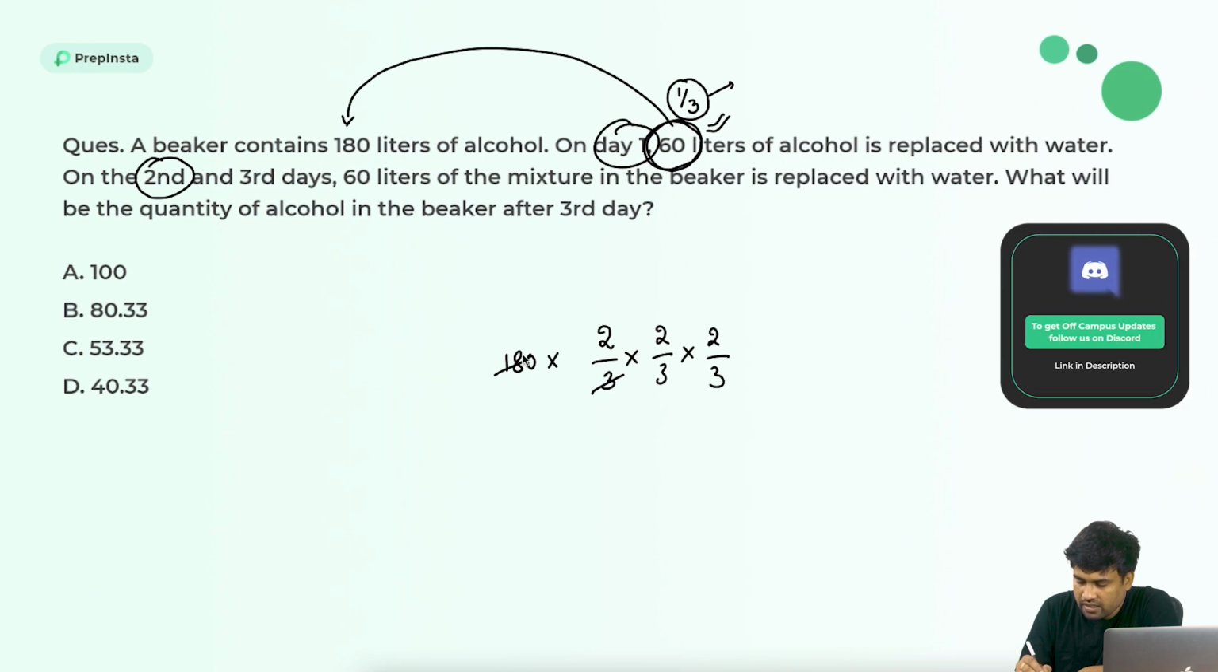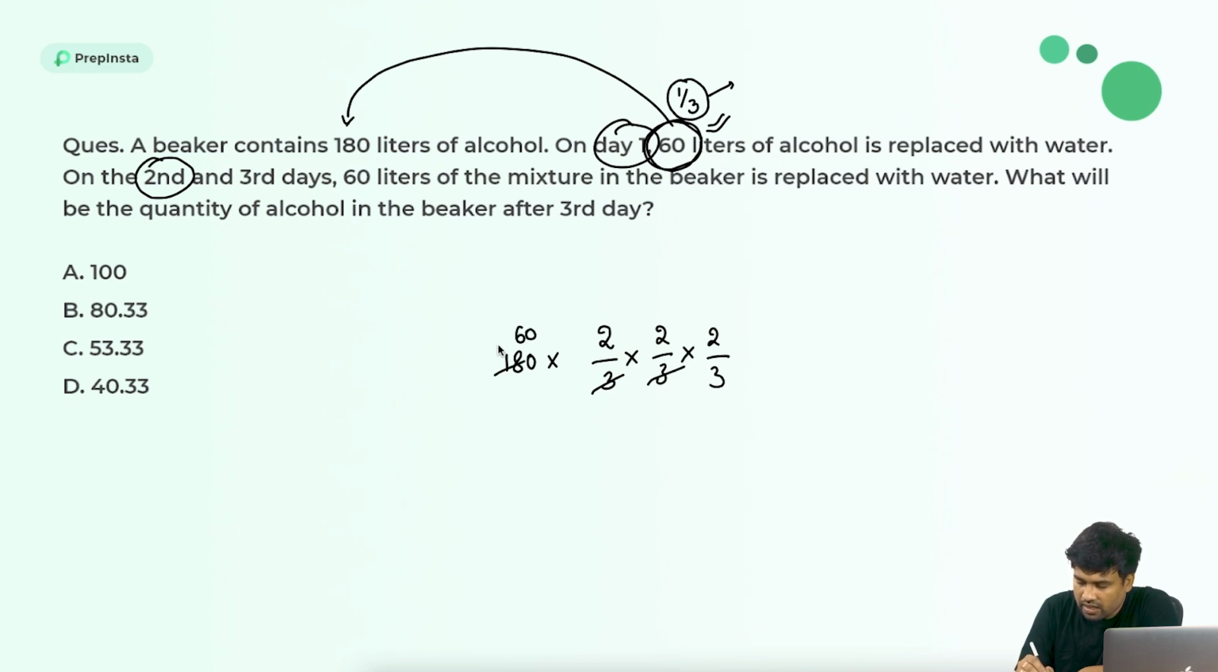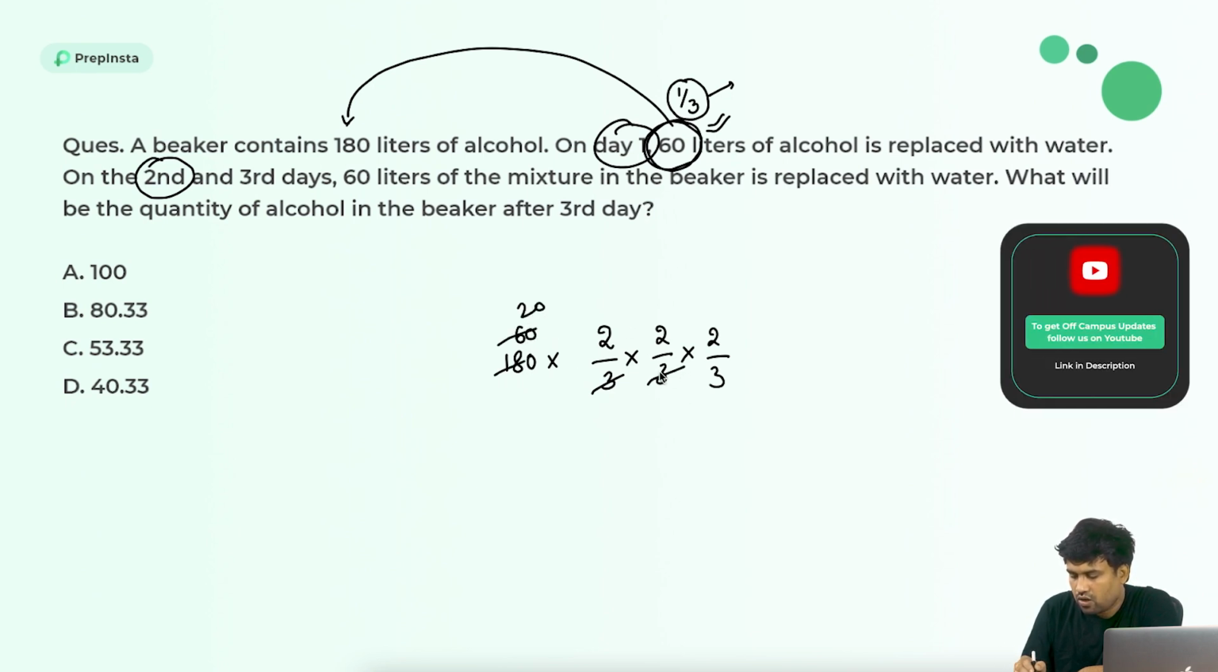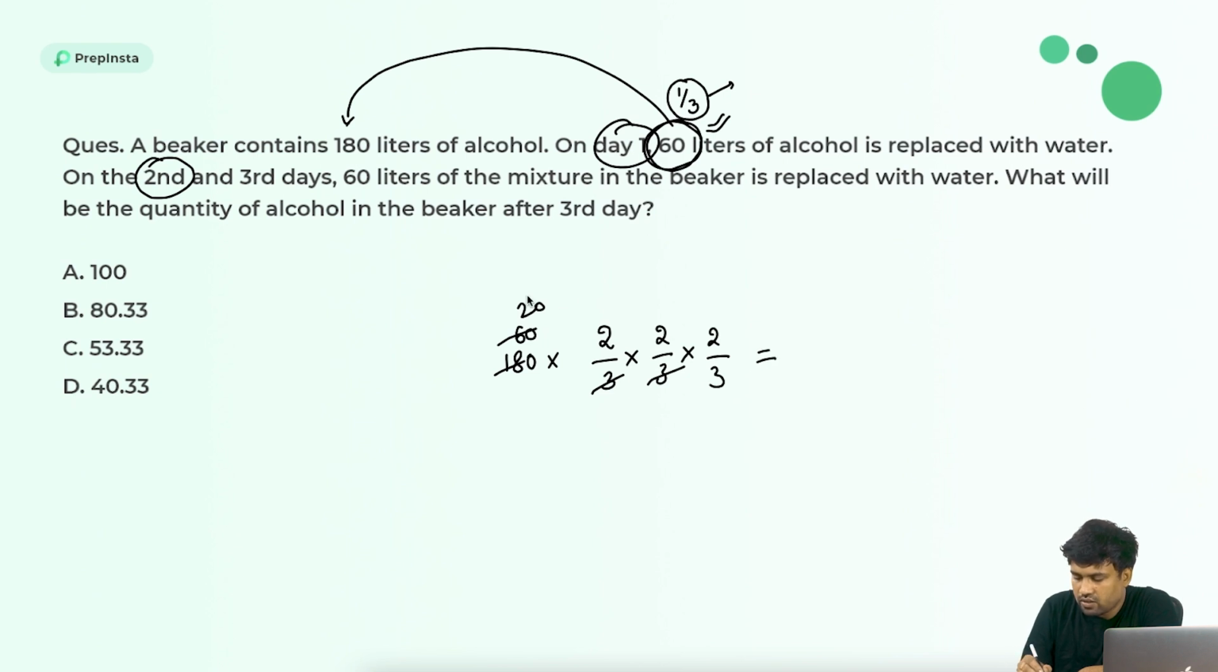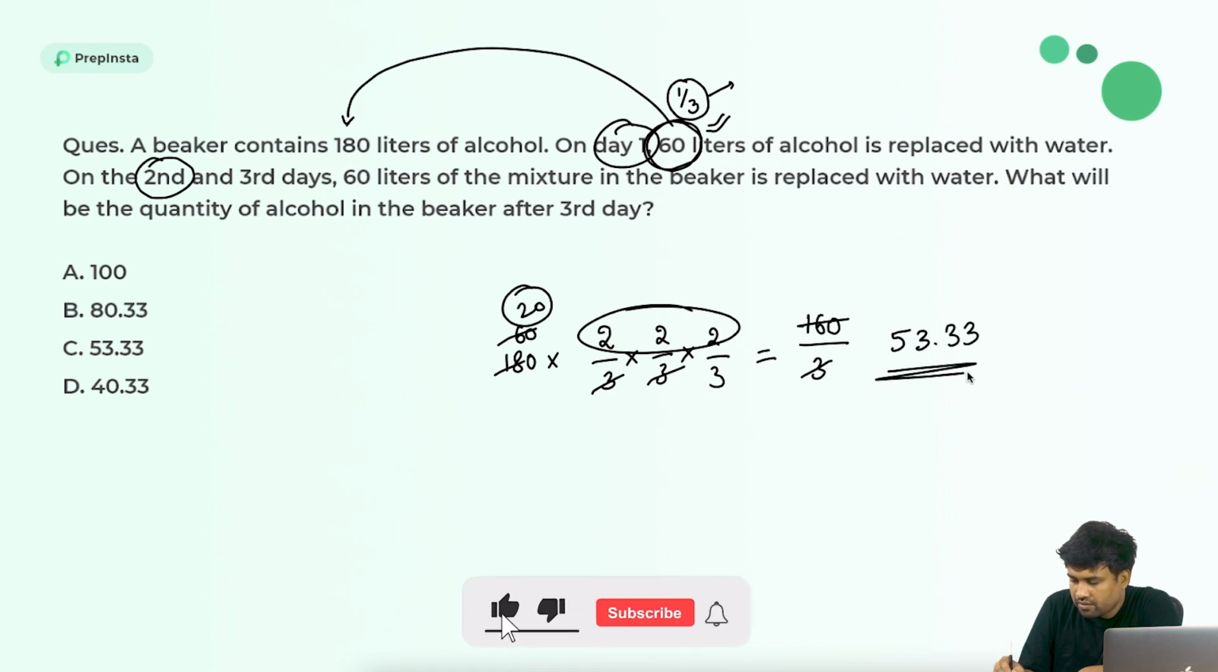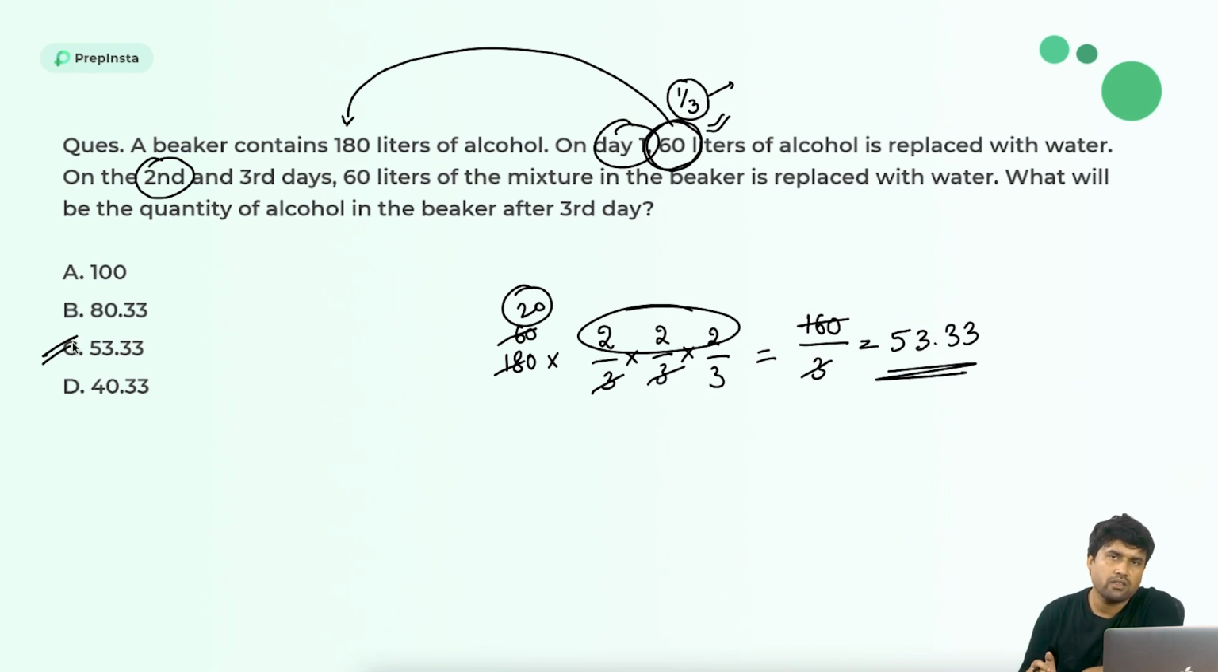So 3 will cancel this 60, 20 times. 3 will cancel this 20 times. All the rest are even numbers, we can't divide by 3. So the answer is 8 into 20, that is 160 by 3. See, 3 will cancel this 5 times, the remainder is 10, which is nothing but 3.33. See how simply we got the answer by using the fraction method rather than the formula-oriented method.